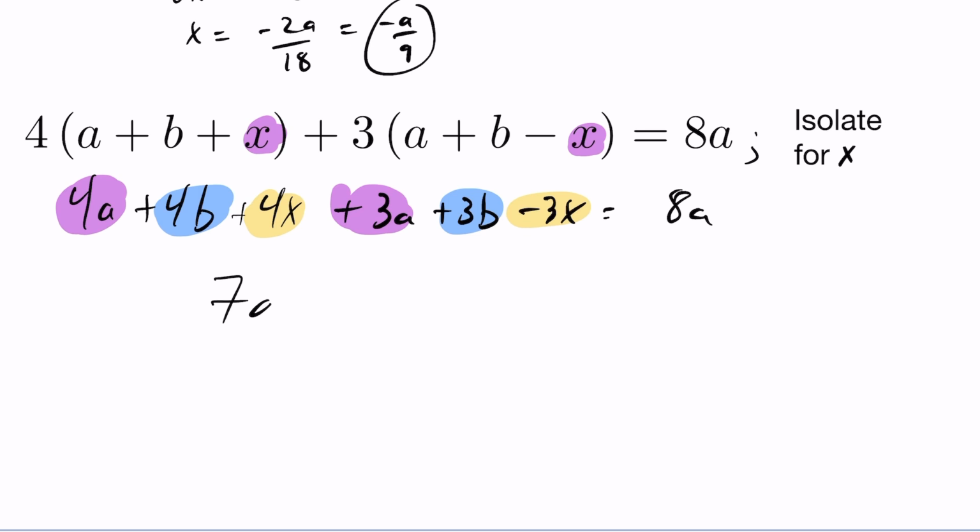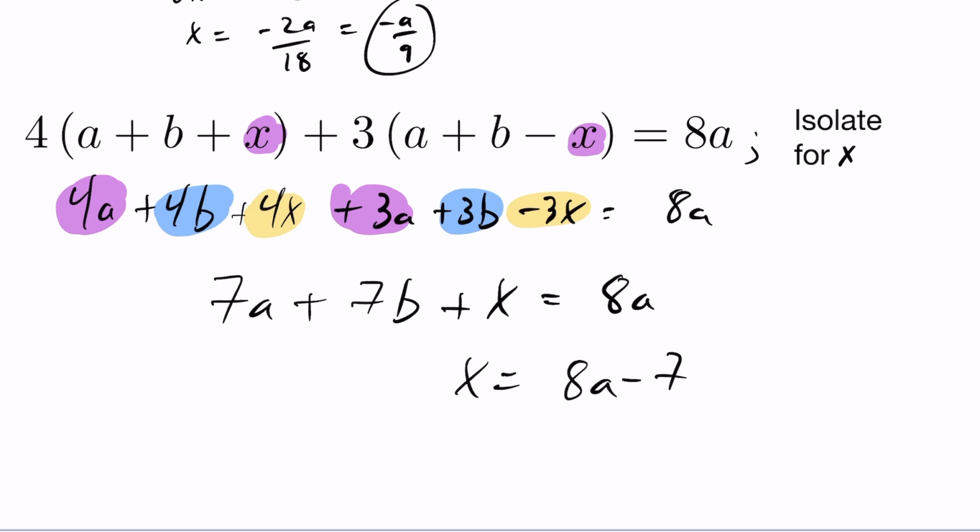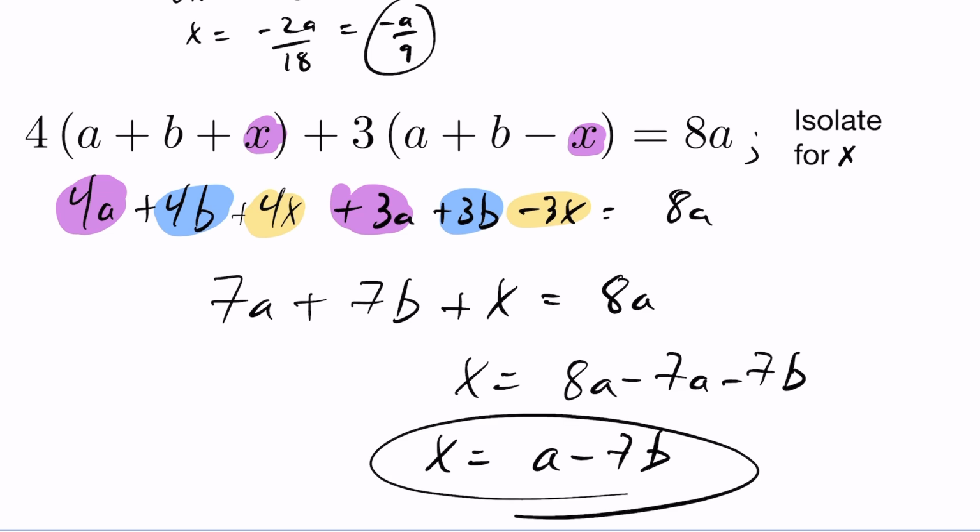7a plus 7b plus x this time equals 8a. And isolating for x here, we're going to have our 8a, subtract 7a on both sides, subtract 7b on both sides. We end up getting x equals a minus 7b. And now I've isolated for x.